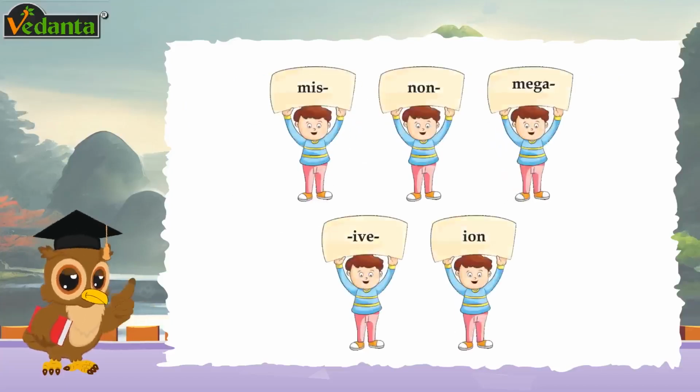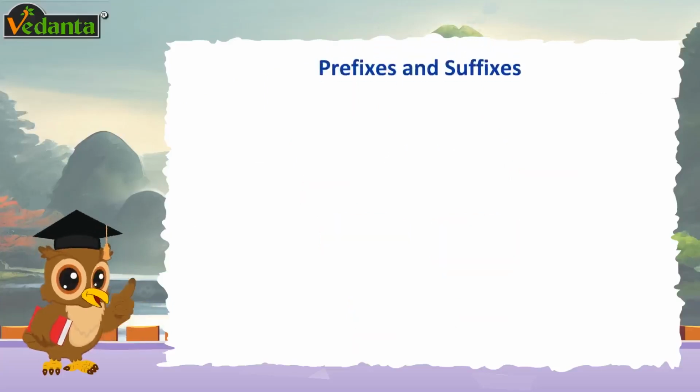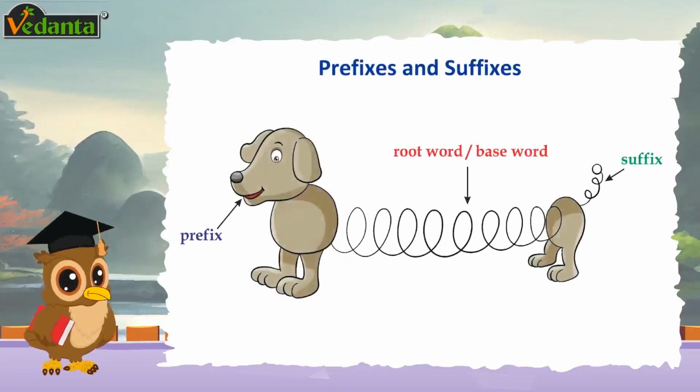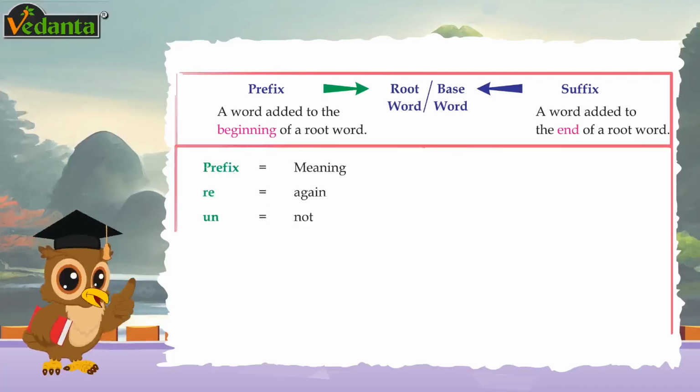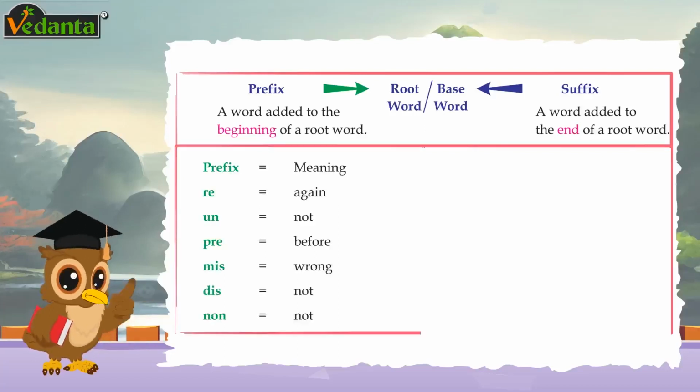Mis, non, mega, ive, ion. Prefixes and suffixes. Prefix, root word, base word, suffix. Prefix, a word added to the beginning of a root word. Prefix meaning re, again; un, not; pre, before; mis, wrong; dis, not; non, not.